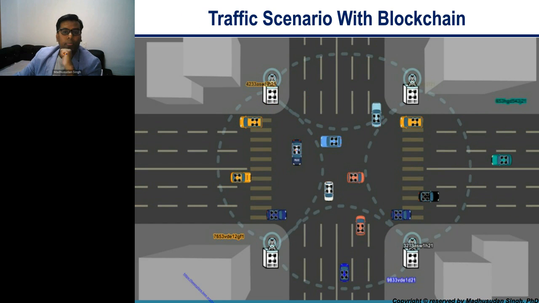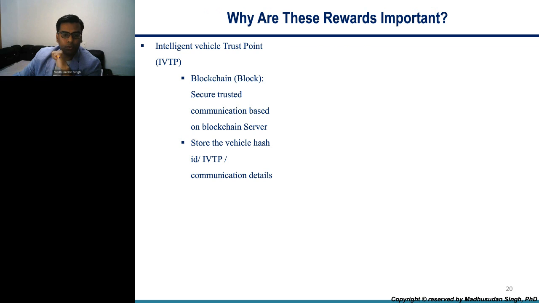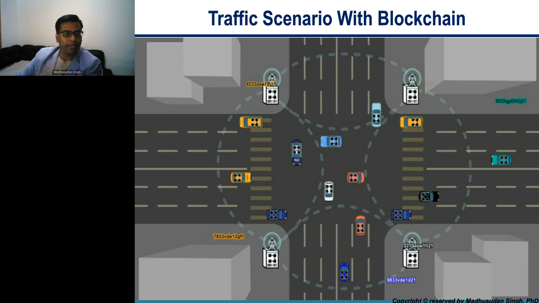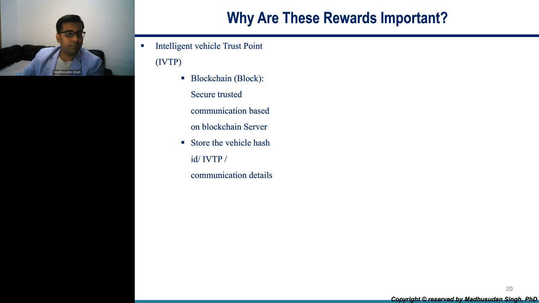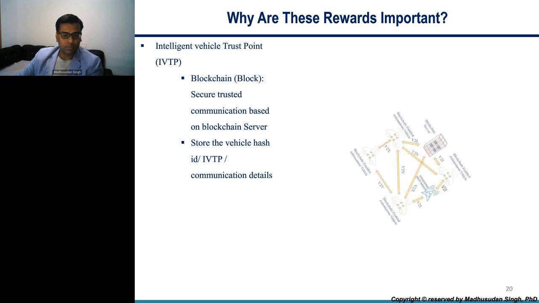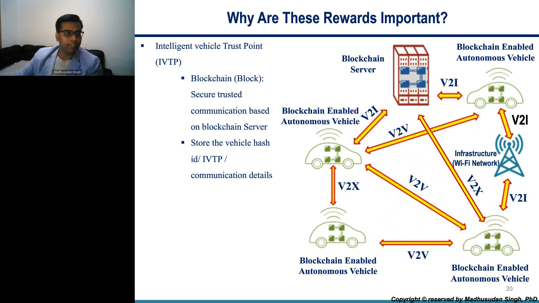Here we are using a reward-based system. As we talk about the miner, we get the rewards. Why do we require reward systems? For the reward purpose, we have proposed the intelligent vehicles trust point, the IVTP, which uses blockchain for secure trusted communication based on the blockchain server and stores the vehicle hash ID and that information on the server, and they will work for each communication.